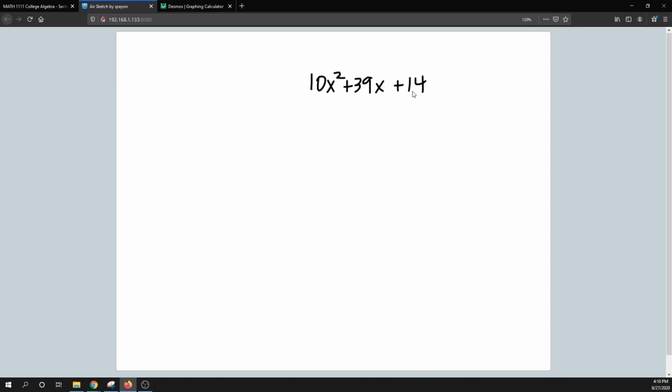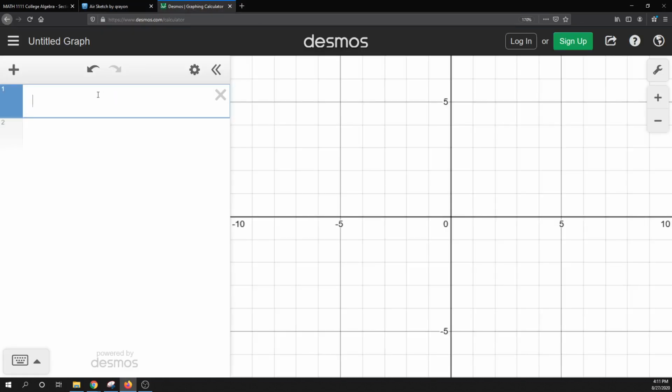And here A is 10, and C is 14. So we would be looking for two numbers that multiply to give us 140, because that's 10, the term with the x squared, times the constant, which is 14. So 10 times 14 is 140. And we need those two numbers to multiply to give us 140 and add up to give us 39. Okay, so that is quite a big thing to try.